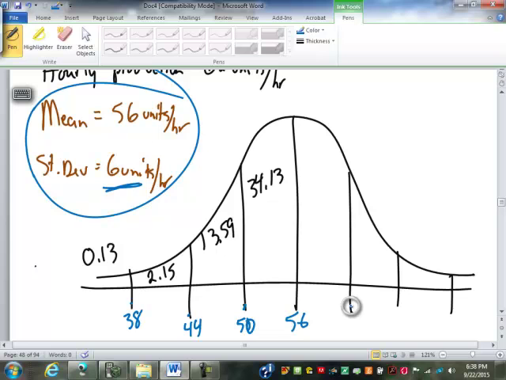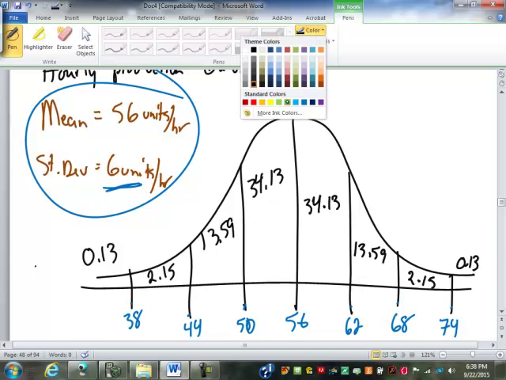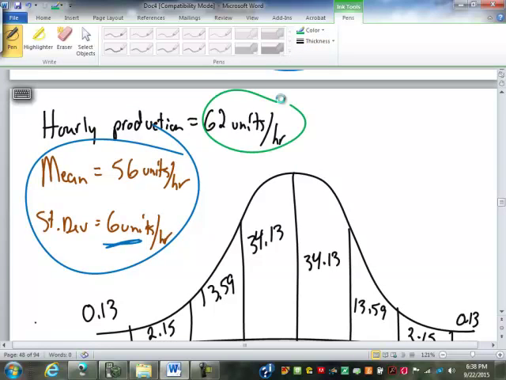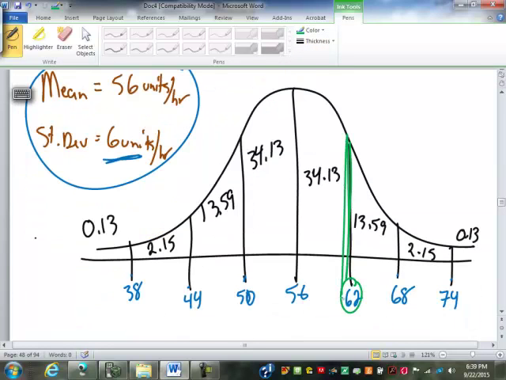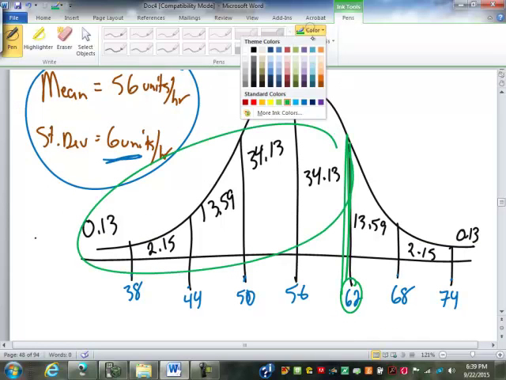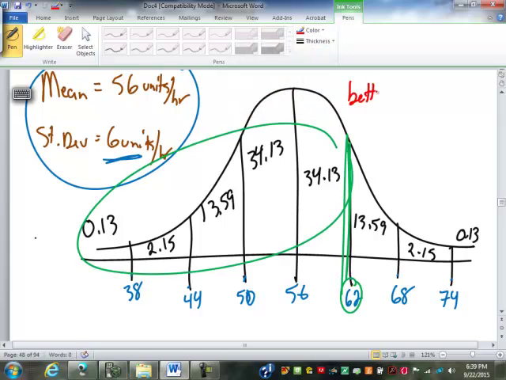What's going to go here? 62, and 68, and finally 74. I probably should put the rest of these percents in since we're going to be on this end of the curve. You are at 62 units per hour, which is right here. If you add up these percentages, that means you are doing better than 84.13% of employees. That's pretty good.